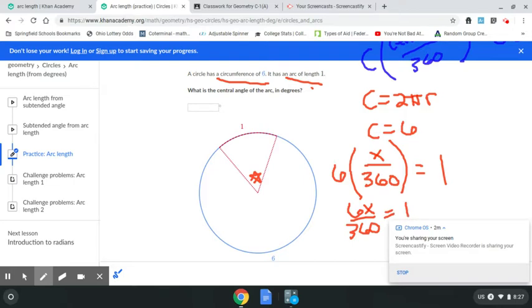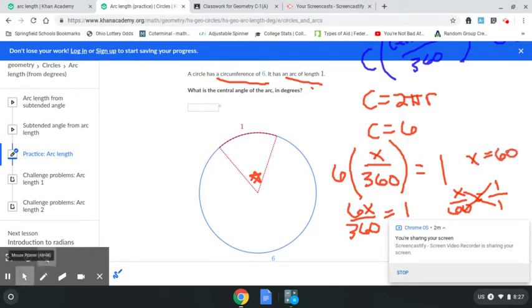If I simplify 6 over 360, I can yank a 6 out of the top and bottom. So this gets me x over 60 equals 1. I'm going to put 1 over 1 just to make it a proportion. I cross multiply. X times 1 is x. 1 times 60 is 60. So my answer for my angle is 60. Let's go up here and type that in. All right, looking good. Let's take a look at the next one.